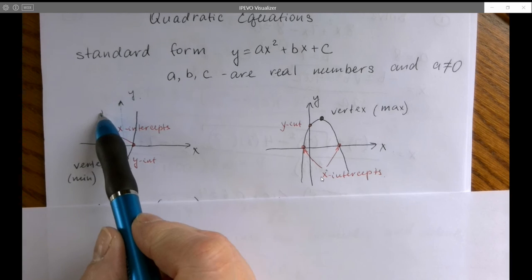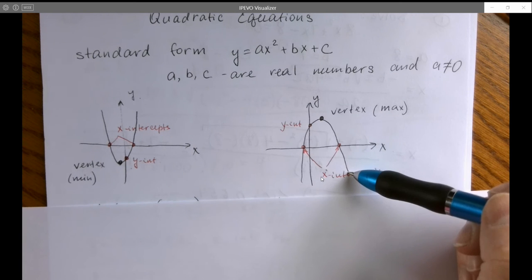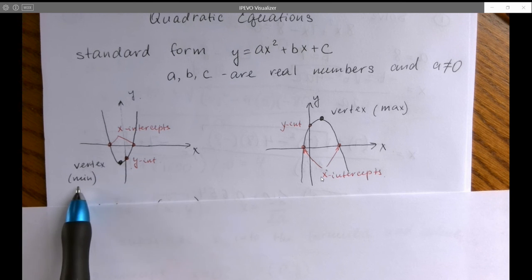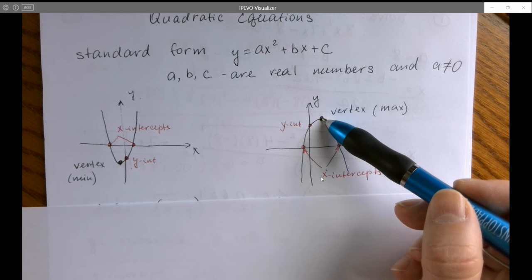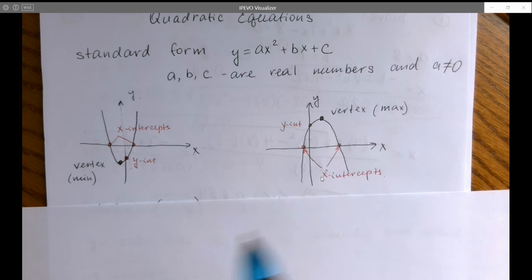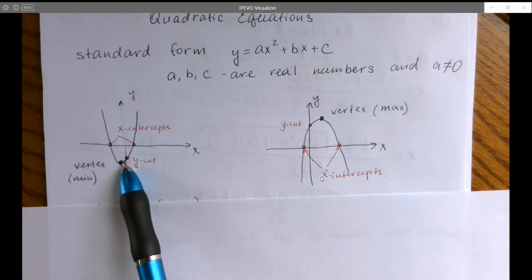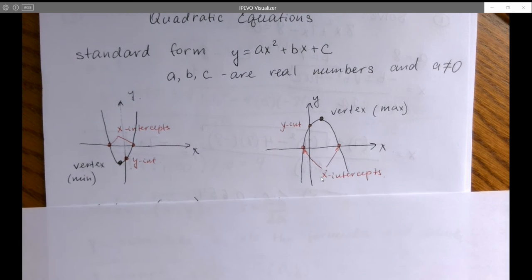The parabola can be opened up or can be opened down. There is a special point in a parabola that is called a vertex. Sometimes the vertex can be the minimum point of the graph, and sometimes the vertex can be the maximum point of the graph. Y-intercepts and x-intercepts are very important in parabolas.